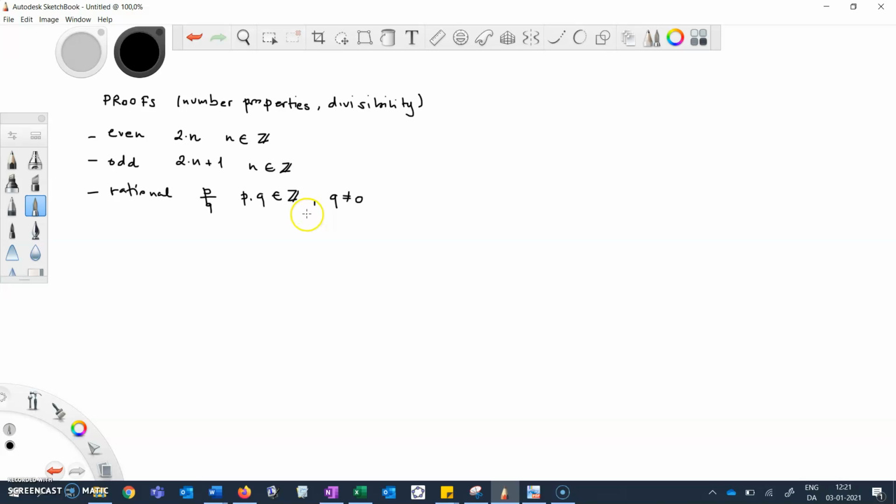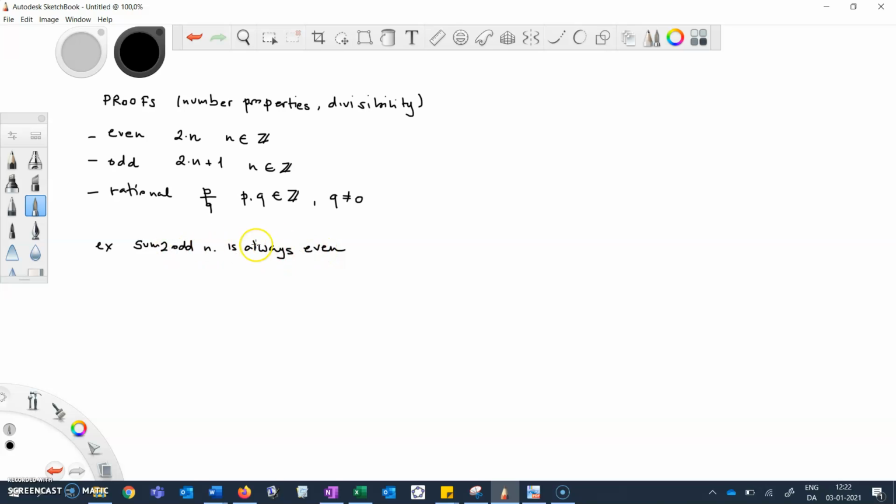So using this definition, it's possible to solve a number of exercises. For example, we can prove that the sum of two odd numbers is always even. This is a typical proof. It's also called the direct proof. It's always even.